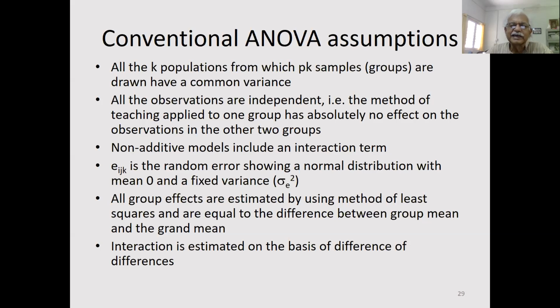Non-additive models include an interaction term. EIJK is a random variable which shows a normal distribution with mean 0 and a fixed variance. If the variance is not fixed, then there is the problem of heteroscedasticity, and you have to do something about it. All group effects are estimated by using method of least squares and are equal to the difference between group mean and the grand mean. Interaction is estimated on the basis of difference of differences.